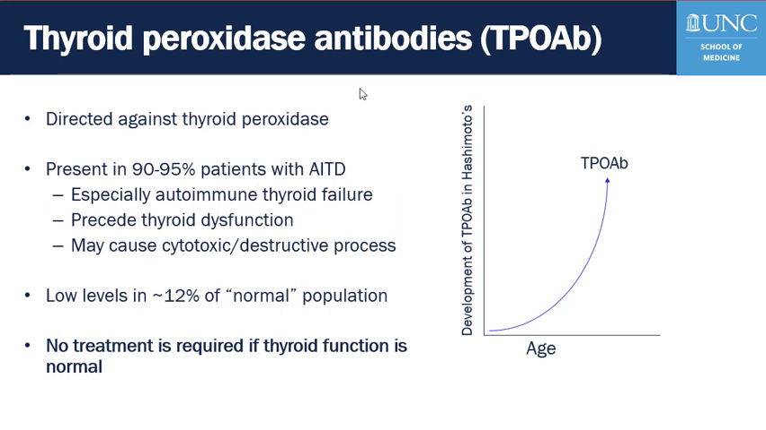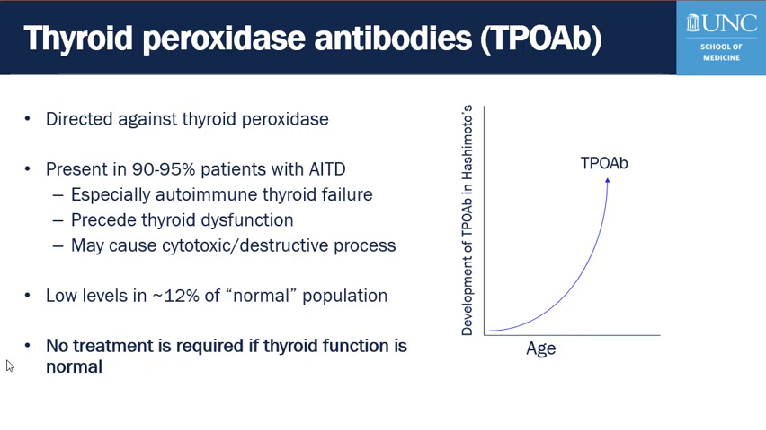And TPO antibodies are directed against thyroid peroxidase, the enzyme in thyroid follicular cells that facilitates several steps in thyroid hormone synthesis. So they can be found in 90 to 95% of patients with autoimmune thyroid disease, particularly patients with autoimmune thyroid failure or hypofunction of the gland. And TPO antibodies are often present before thyroid dysfunction develops, and they may cause a cytotoxic or destructive process, but may also exist without ever causing any thyroid damage.